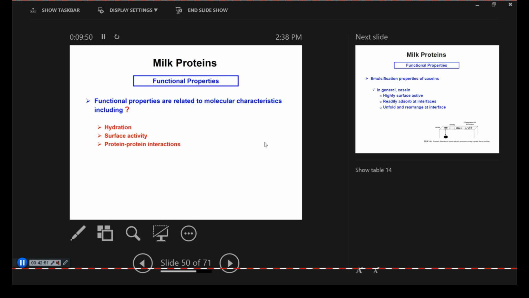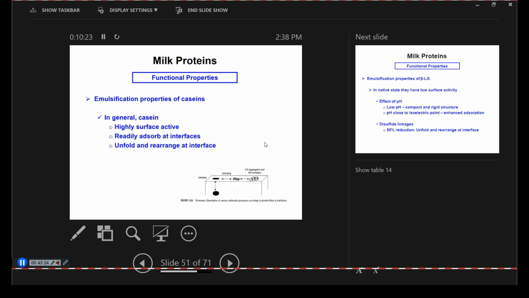So interaction with water, surface activity, that means the percentage of hydrophobicity to hydrophilicity on the surface of the protein dictates how it's going to interact with the phases around it, whether it's oil phase or water phase or air. Protein-protein interactions, that means are we going to have disulfide linkages, hydrophobic interactions, calcium phosphate bridges. So all of this indicates or relates to the functional properties of these proteins.